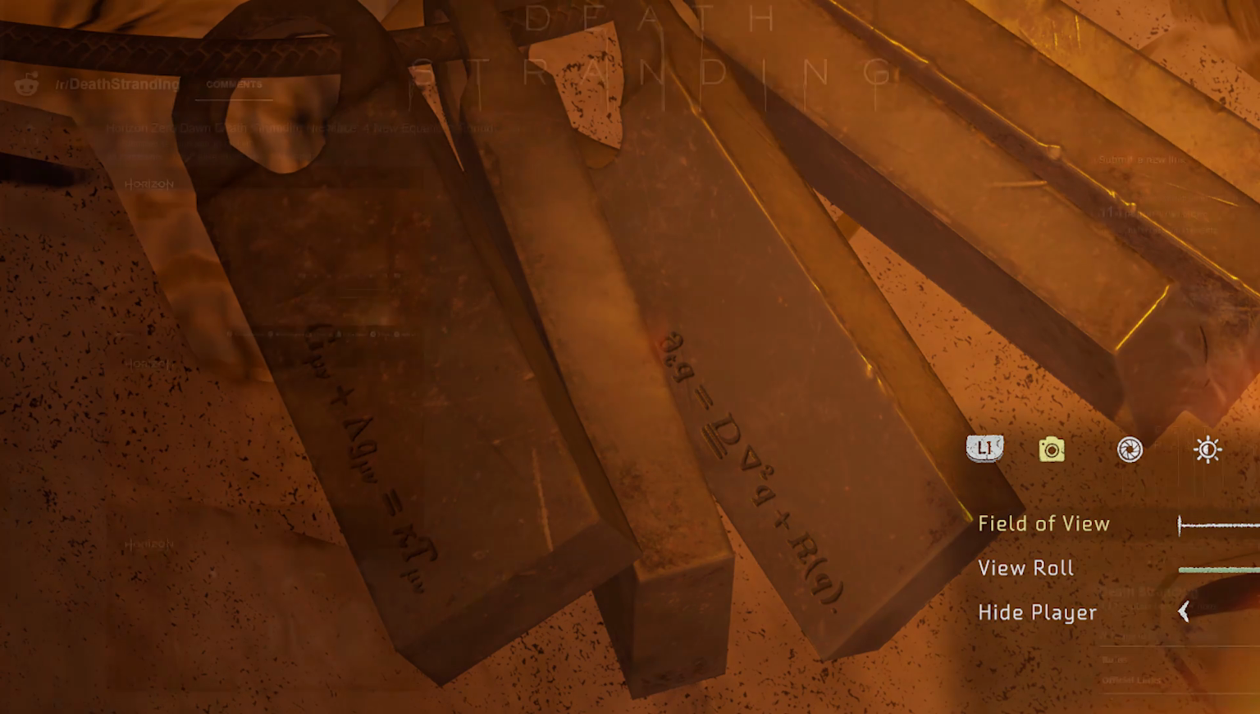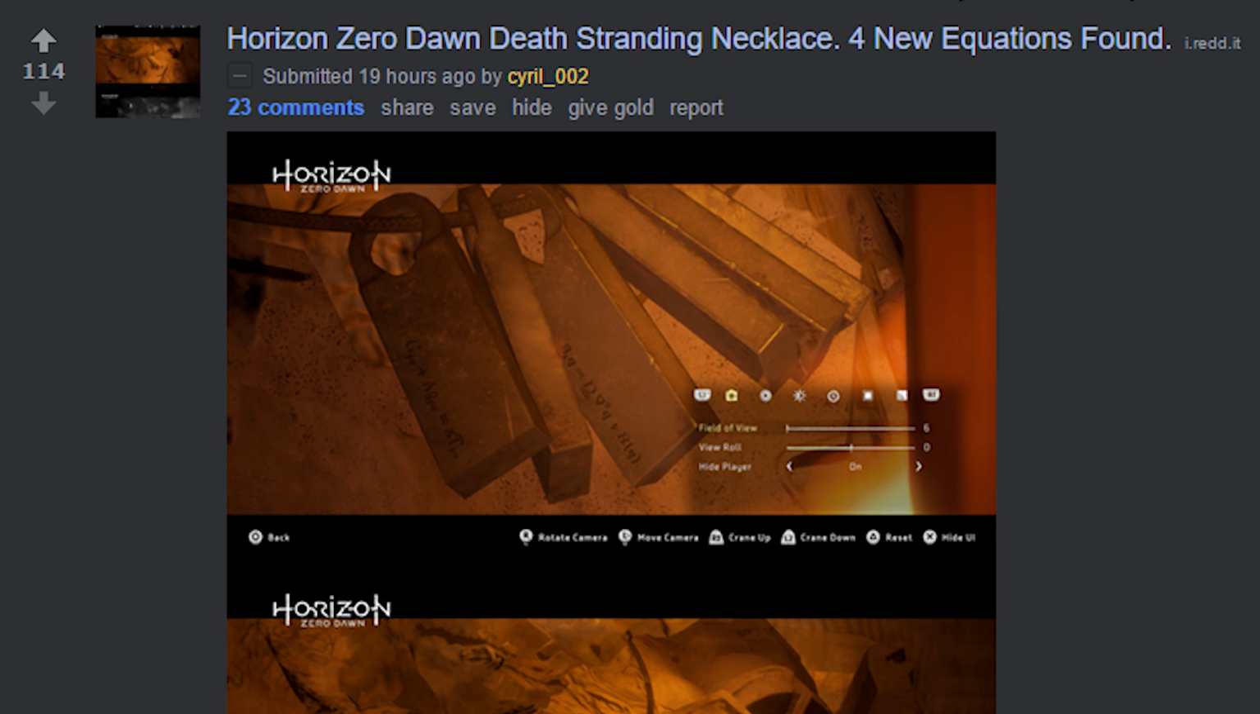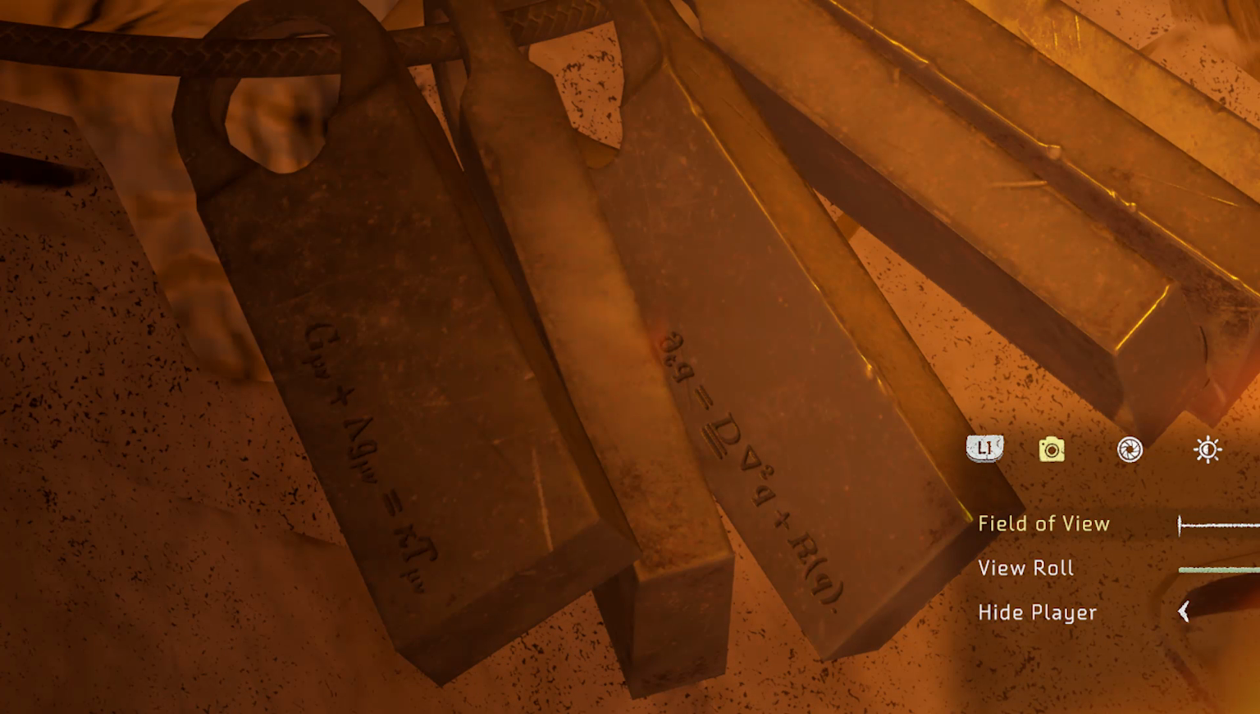The discovery was made by a Reddit user going by the name of 0002, and he even went ahead and posted some close-ups, giving us a clear look at the new equations engraved on the necklace. So what I'm going to do is go over them one by one and try to explain what they are. Thankfully, I've got a brother who is very involved in the realm of physics, so he managed to give me some basic summaries for these equations. Let's start with this one right here.